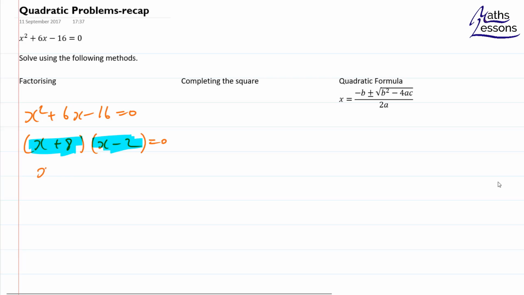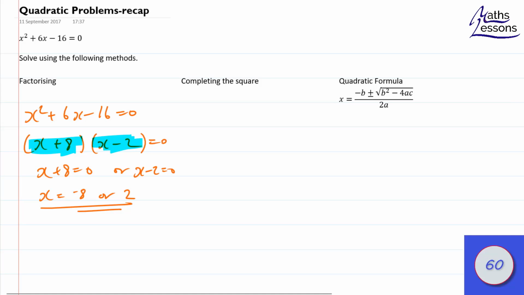So therefore x plus 8 equals 0, or x minus 2 equals 0. And if x plus 8 equals 0, that means x equals minus 8. Or if x minus 2 equals 0, then x must equal 2. Our solution using factorisation is x equals minus 8, or x is 2. Now we're going to give you another 60 seconds to have a go at trying to complete the square.